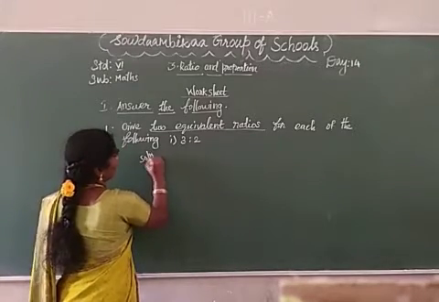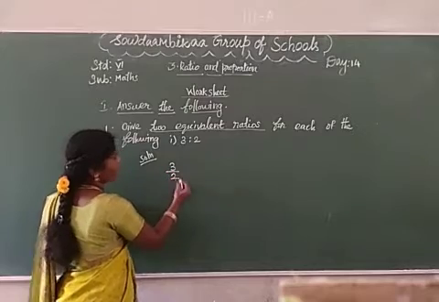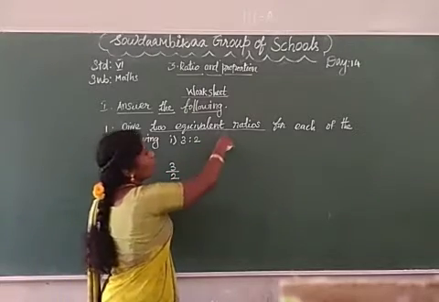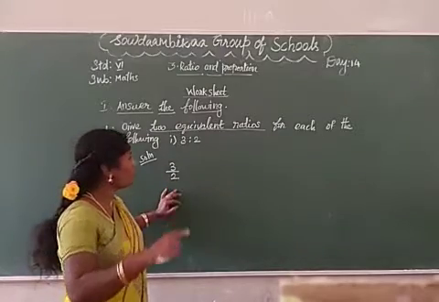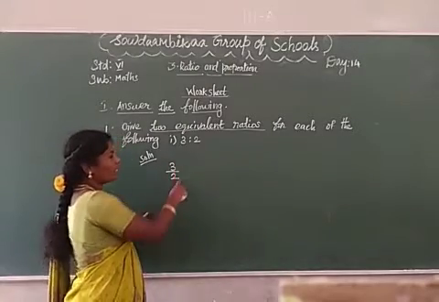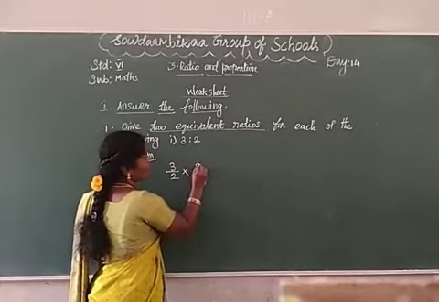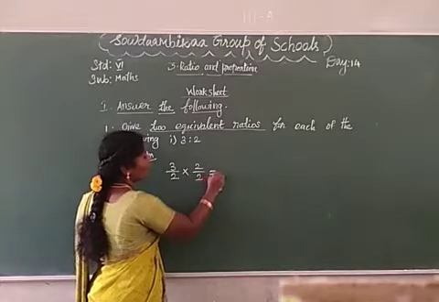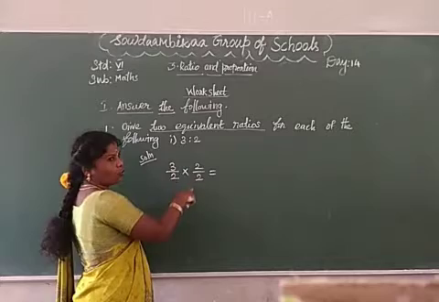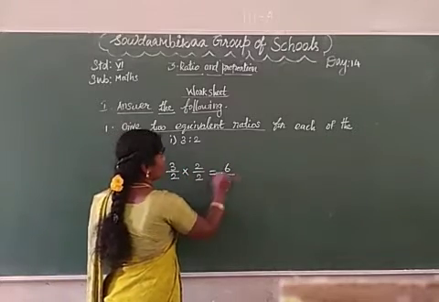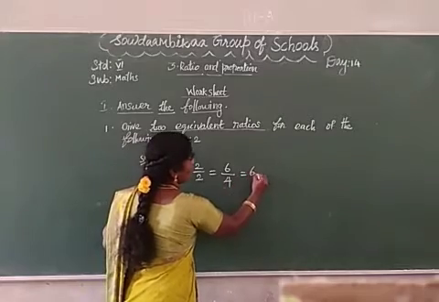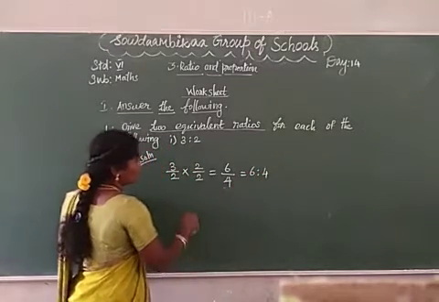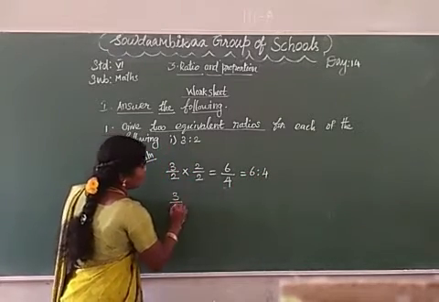The solution. First write 3 divided by 2. Already you know, the equivalent ratio means how do we get the equivalent ratio? By multiplying or dividing both numerator and denominator by a common number, we get the equivalent ratio. Now multiply the numerator and denominator by 2. 3 2s are 6, 2 2s are 4. The ratio is 6:4.